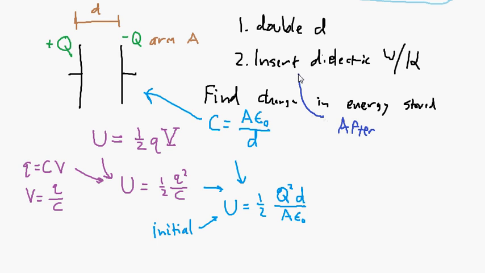Okay, now after all this stuff is done, the capacitance, first of all, if you double D, this is a slight abuse of notation, but we take our original D, and the new capacitor has a plate separation of 2D, so there's your capacitance, A epsilon naught over 2D. And then after you insert the dielectric with a dielectric constant kappa, you multiply the whole capacitance by that. So this is our new capacitance.